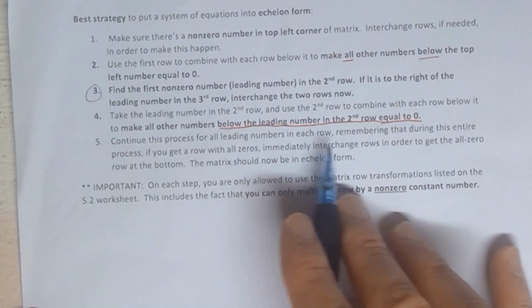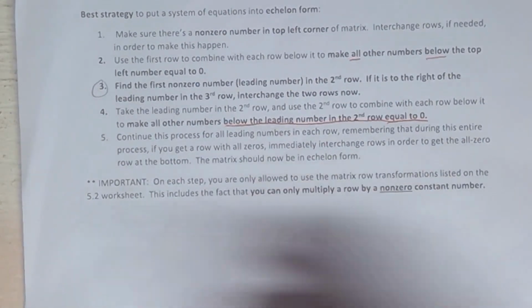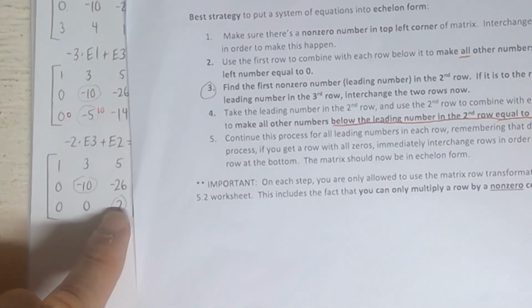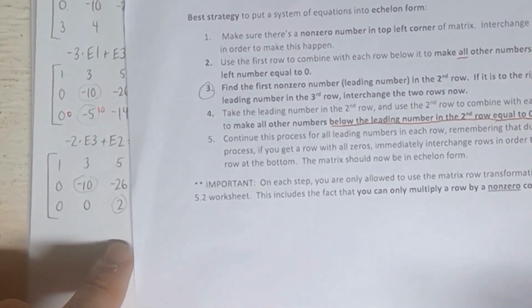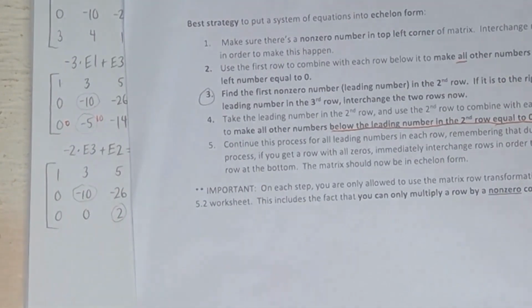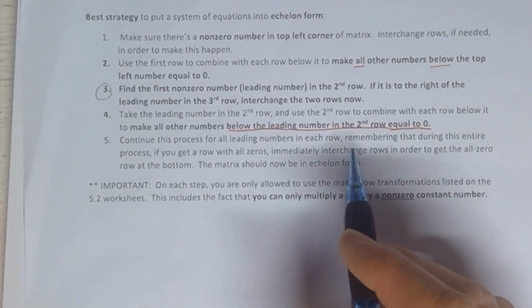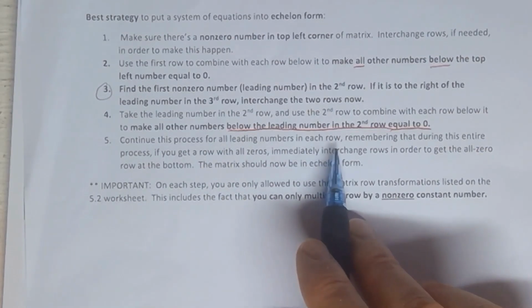Okay, and then it says, what does it mean by continue this process? It means that after you identify the leading number in the next row, you then make the numbers underneath it equal to 0. But there are no numbers underneath that. So let's find out what that means now. It says, continue this process for all leading numbers in each row.